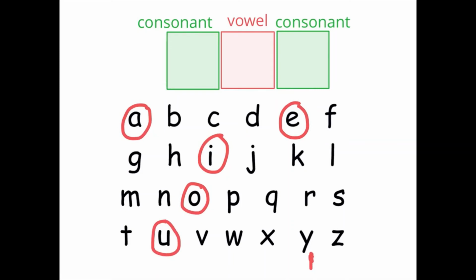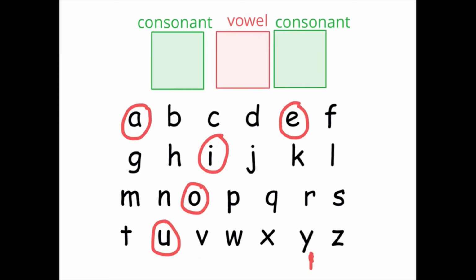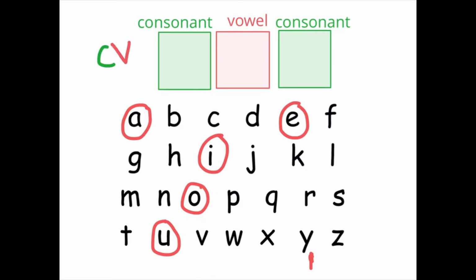A very simple word in English will begin with a consonant, have a vowel in the middle, and end with a consonant. We call this type of word a CVC word because it begins with a consonant, and consonant begins with a C. It ends with a consonant, consonant begins with a C, and there's a vowel in the middle, and vowel begins with a V.